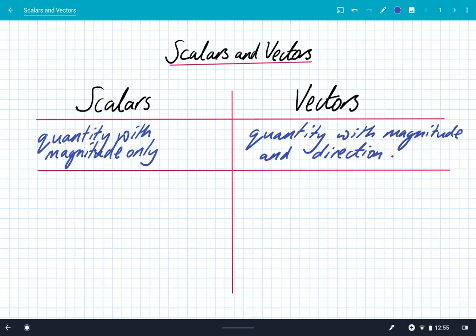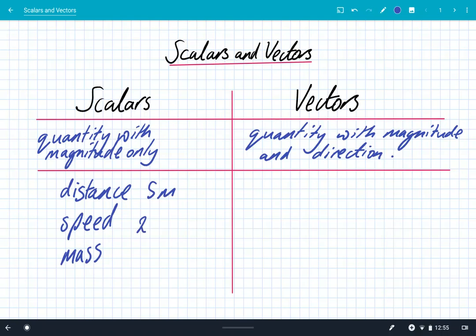Today we're going to look at scalars and vectors. These are two different types of quantities, and they're really important. The first one, scalars, are quantities with magnitude only, and there are a few that typically come up on the course: distance, speed, and mass. We just represent them with a number. You might say 5 meters, a speed of 23 meters per second, and a mass of 70 kilograms. We never give a direction with any of those.